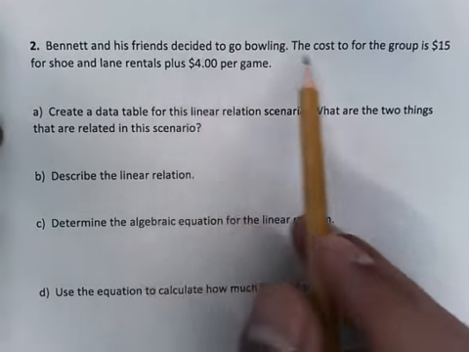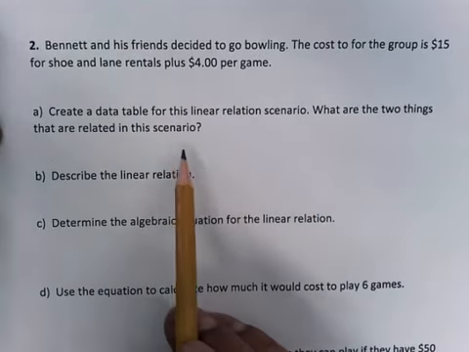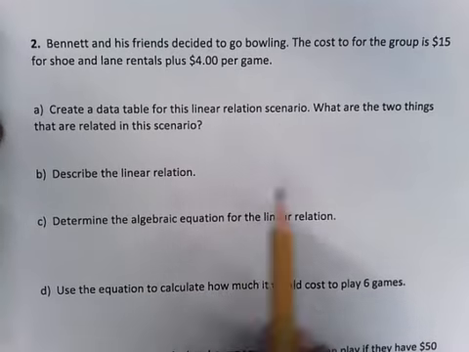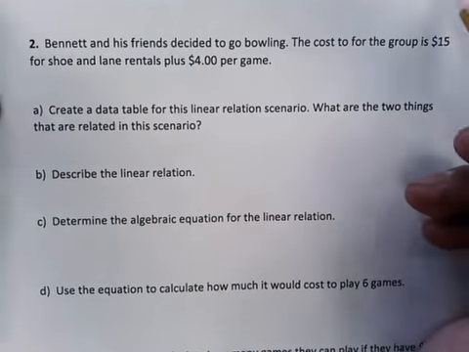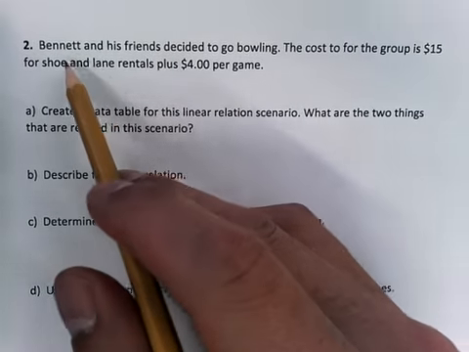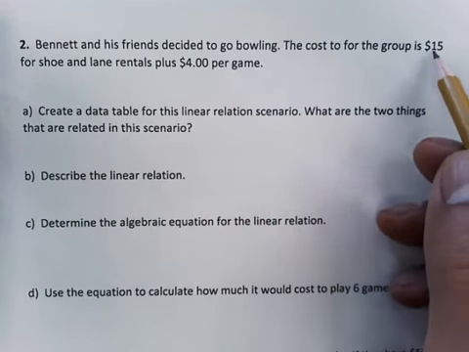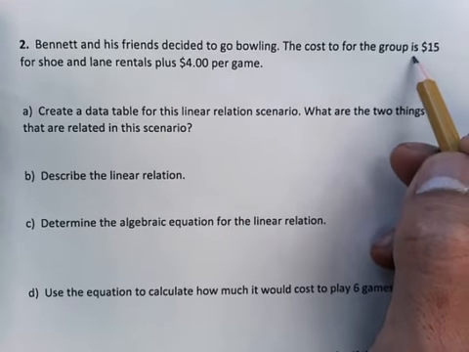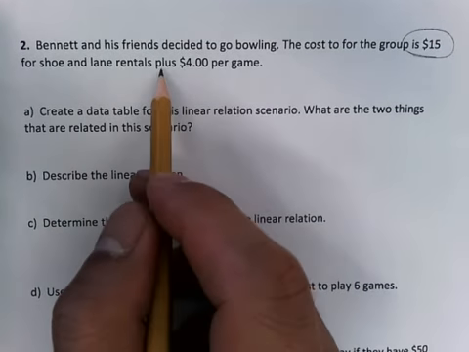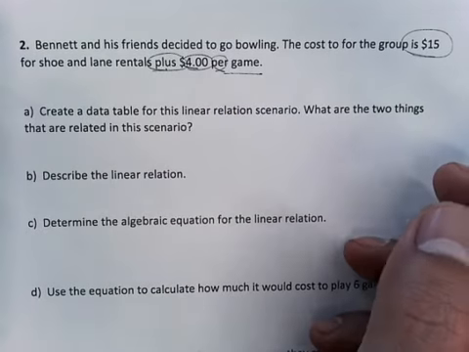It just doesn't look as easy, but there's a way to get this situation into these scenarios, like this situation where you can make a data table, describe it, and get an algebraic equation, etc. You just got to know what to look for. Okay, so what might be important information in here? Not the name of Bennett and his friends. I mean, this is just a scene. I think the most important things to look for in problem solving are maybe the numbers that might be helpful, like this $15. Maybe the word plus and the $4 per game. Okay, those kinds of things.